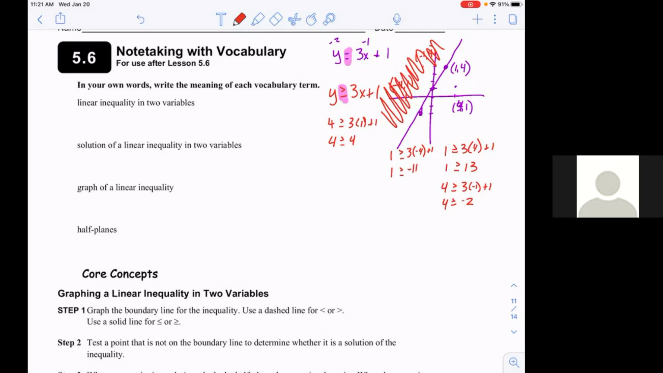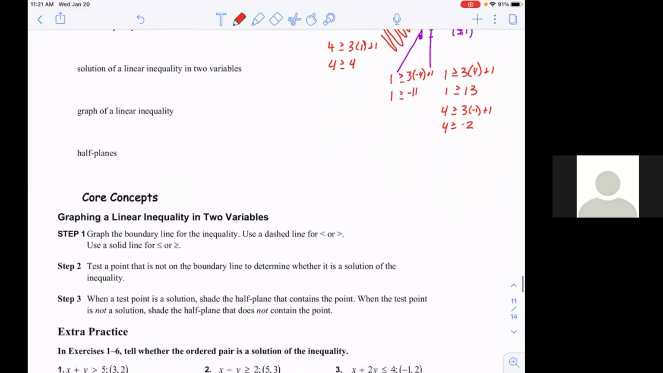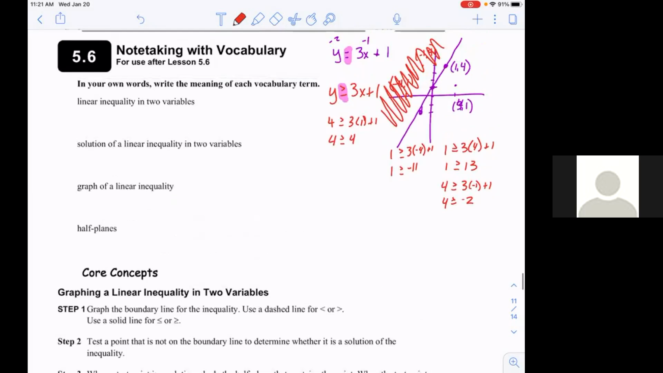Okay. Now we have some vocab over here. I'm trying to debate if I'm even worried about filling it out. It's the linear inequality in 2 variables. I'm not too worried about the vocab. We'll move on. Okay. Now let's talk about this one here.